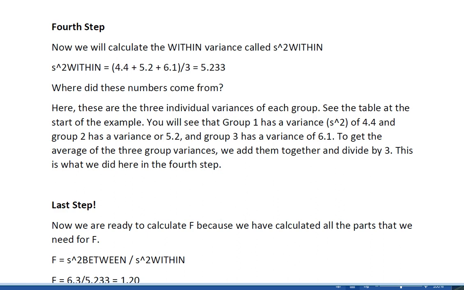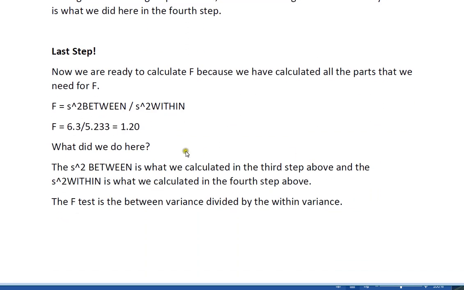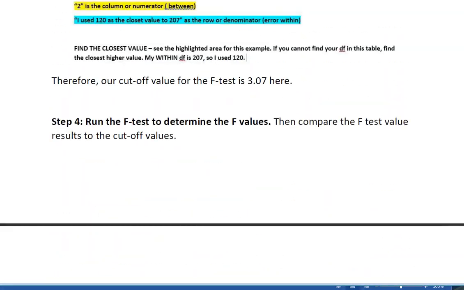Now that we've done these 4 individual calculations, we have what we need to calculate the f-test. The f-test is simply the variance between divided by the variance within. So our variance between was 6.3, our variance within was 5.233, and the division is 1.20. Let's review that quickly.